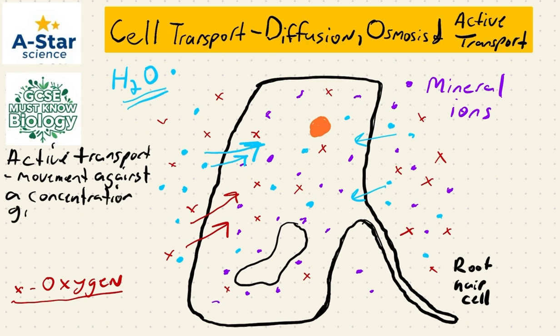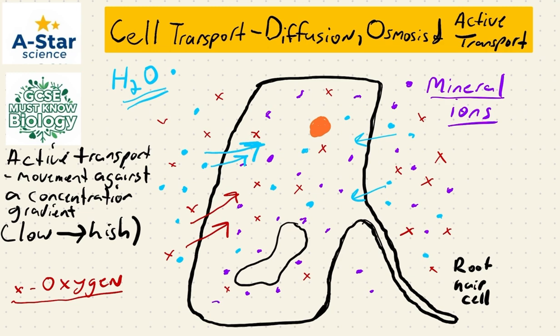Now, what do we mean by that? Meaning this time, the particles will move from a low to high concentration. Now, how does that happen? So if we look at the mineral ions, we can see that clearly the ones in purple, there are more of them on the inside of the cell than there are on the outside of the cell.